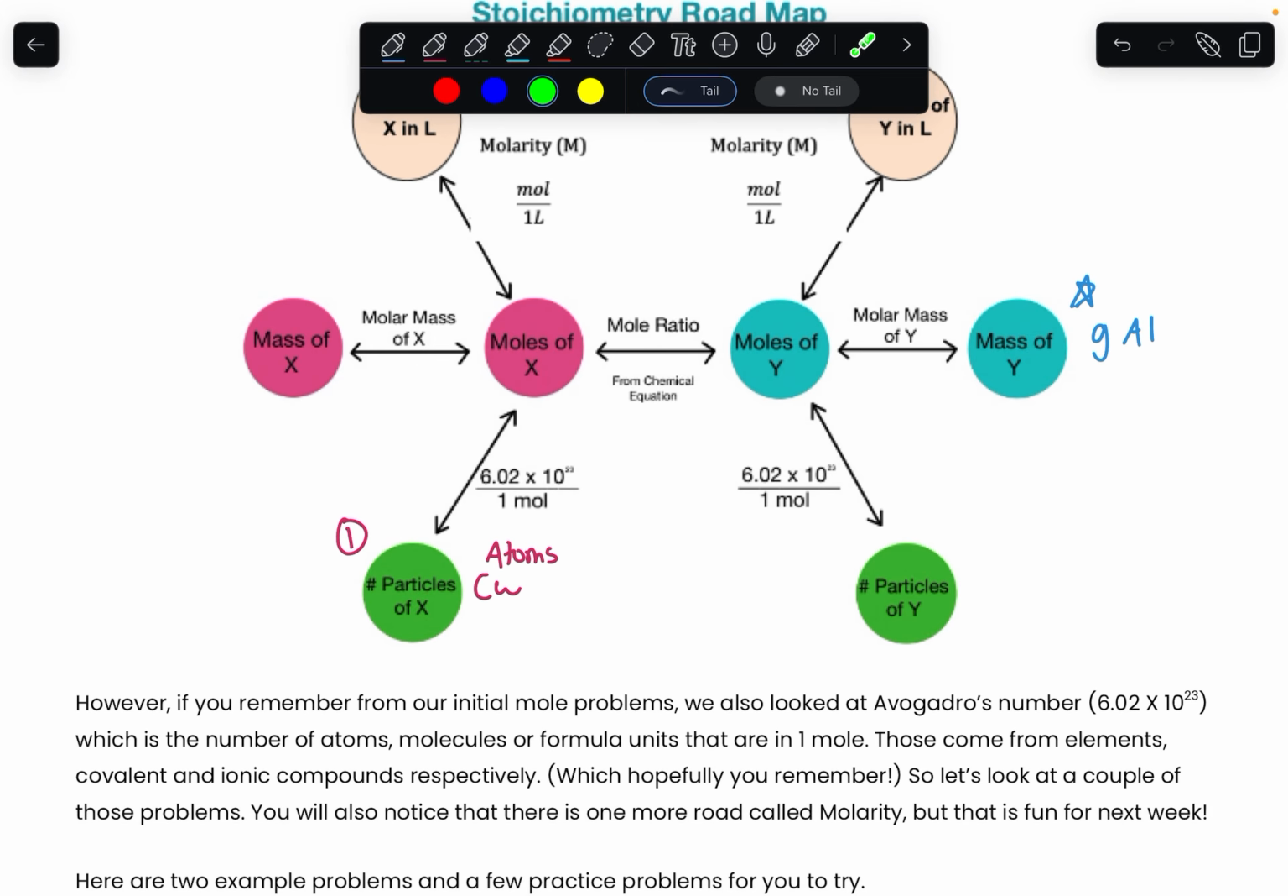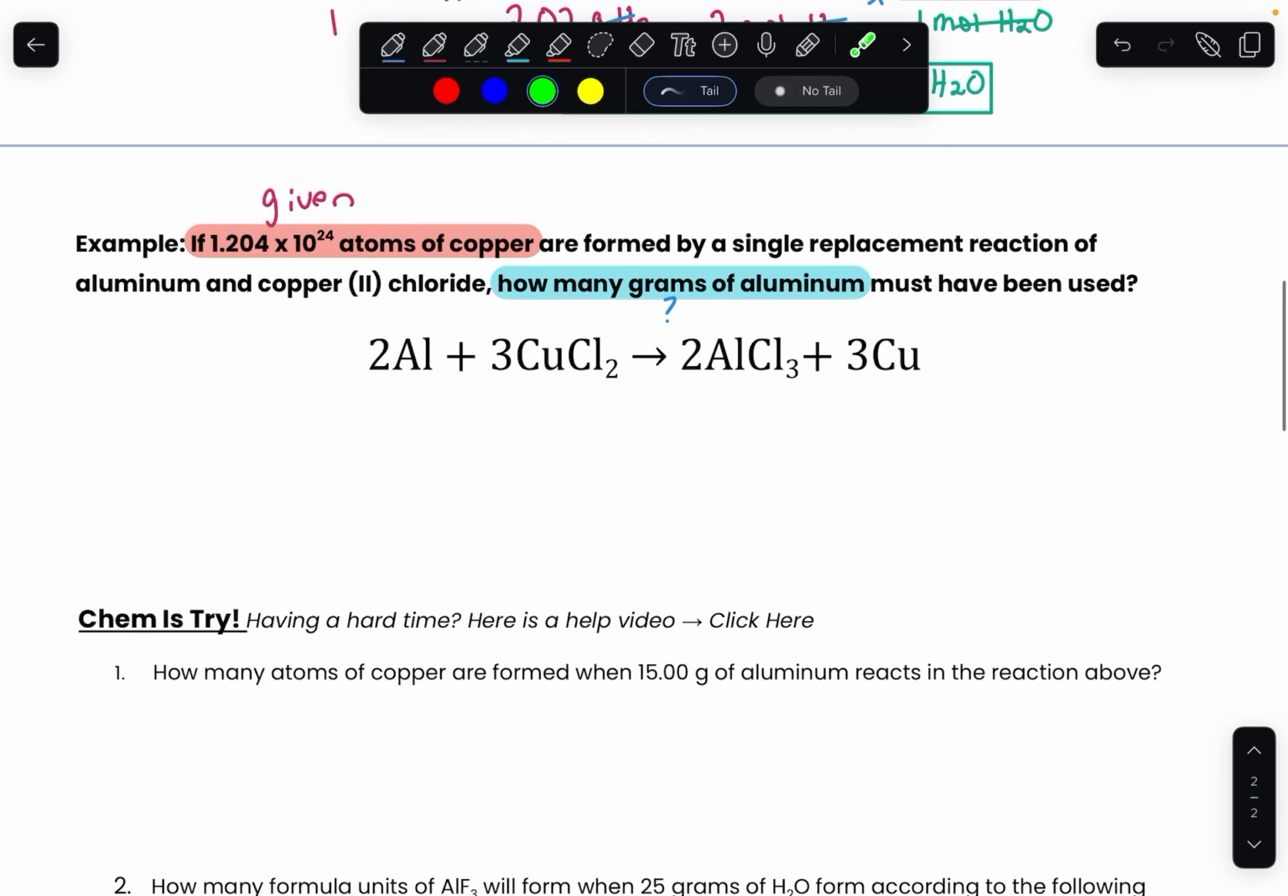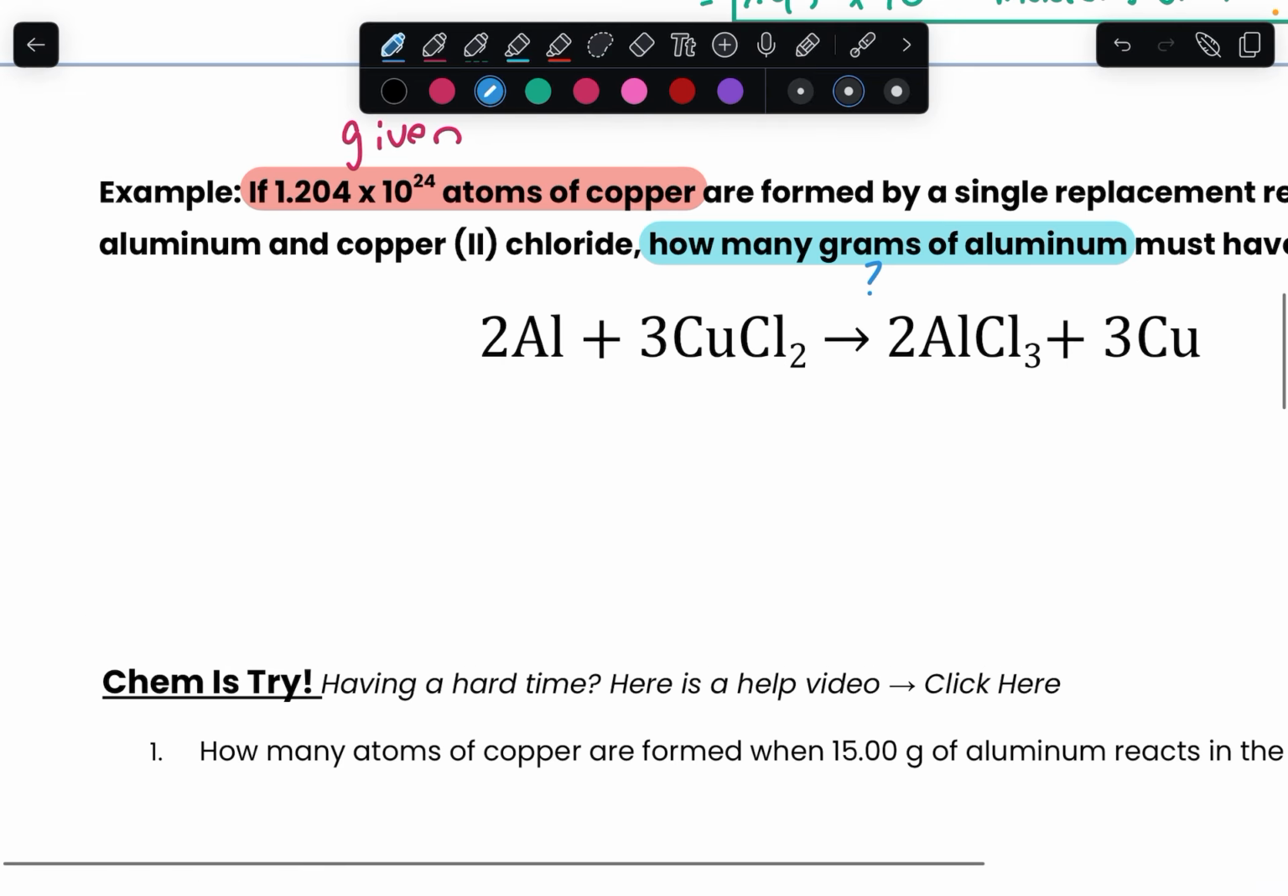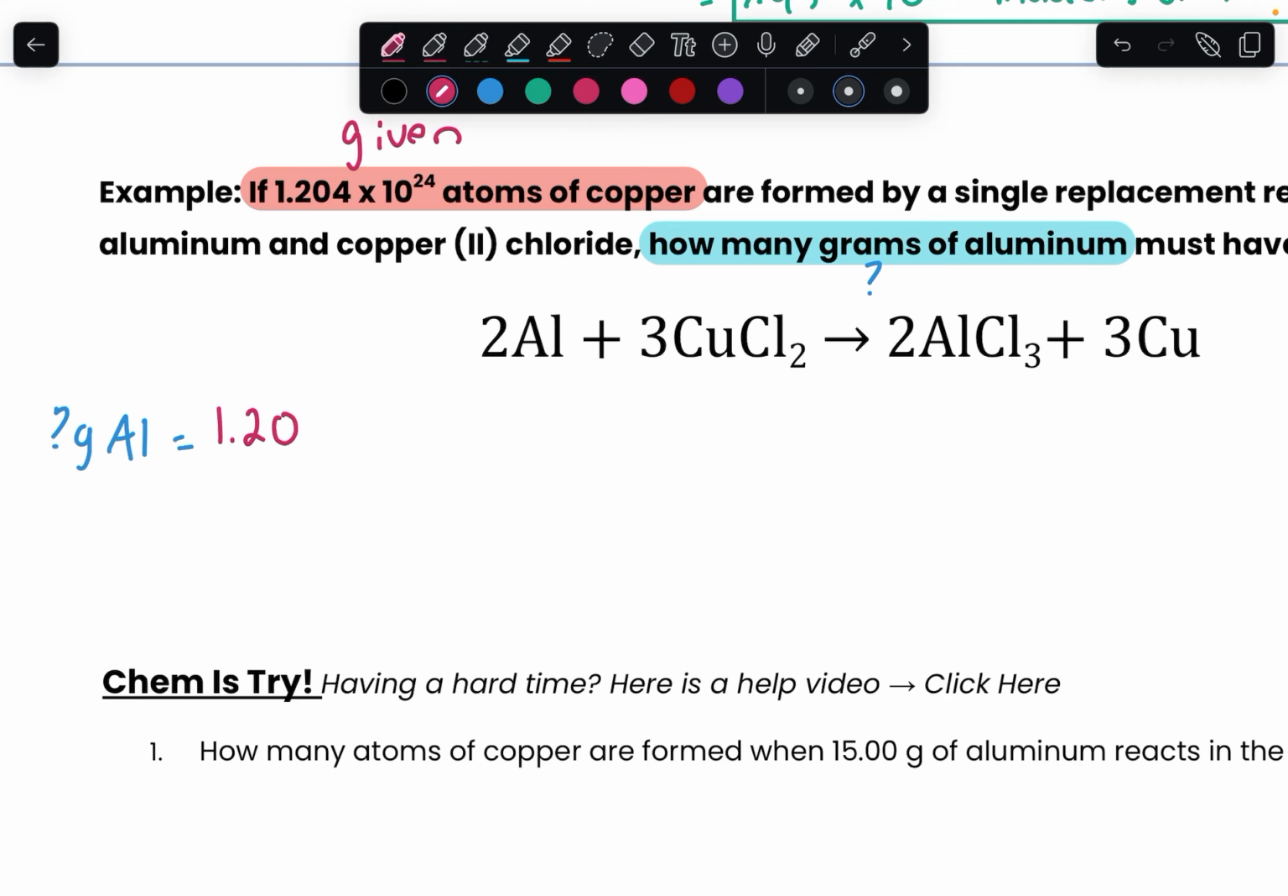But it's almost the reverse of what we just did in the previous problem, where we went from particles or mass to particles. Let's go ahead and set this up. Question mark, grams of aluminum. It's going to be equal to our 1.204 times 10 to the 24th atoms of Cu. Let's go ahead and put that over 1.